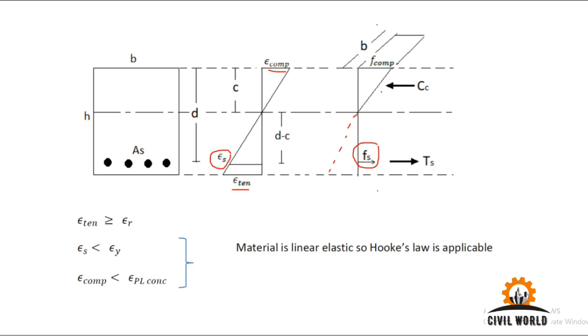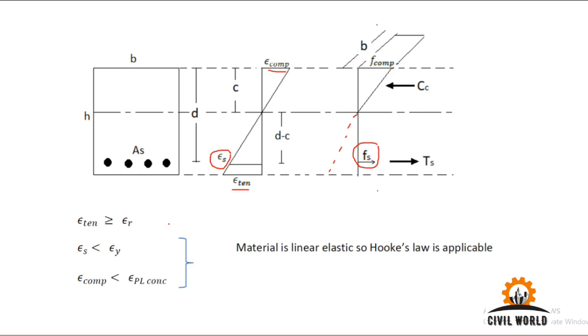If we multiply this Fs by the area of steel, we'll get the total tensile force in the steel. And similarly, you can calculate the compression force in concrete, which is given by the compressive stress multiplied by the area. This is a triangle, so half base into height. Base is c, height is compressive stress, so half c into f compression, and then multiplying by the width of the beam. So this comes out to be the total compression force in concrete.